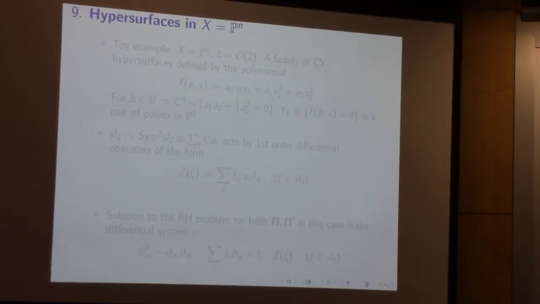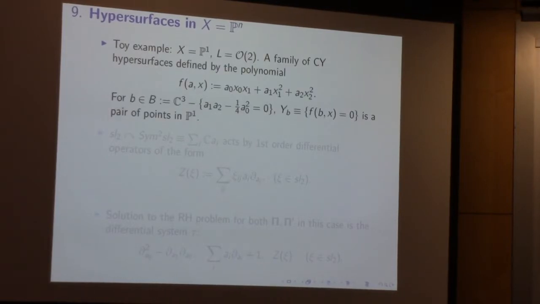So let's start with this toy example. Probably this one is so simple that even the classical people avoided it. Okay, so my ambient space is now P1, and we'll pick this line bundle, O(2), so the hypersurface defined by this line bundle is just defined by a quadratic polynomial. I'm going to think of the coefficients of my polynomial, these a's, as coordinates on the space of polynomials. So these coordinates will play the role of parameter space.